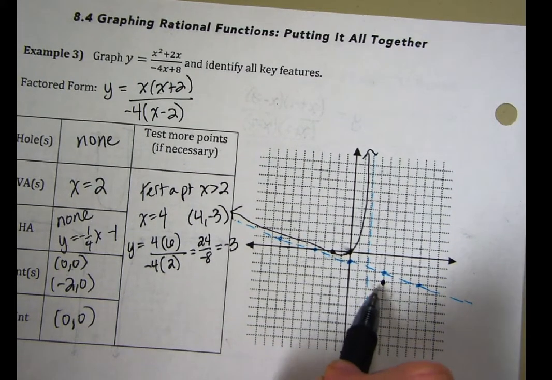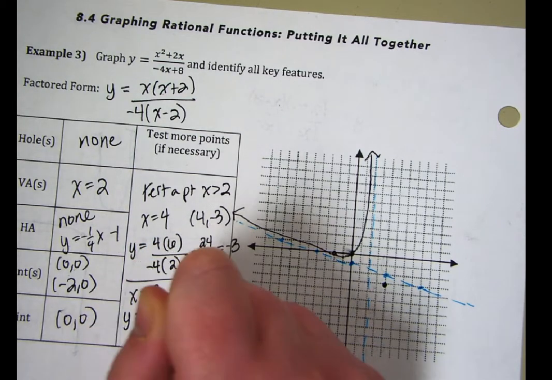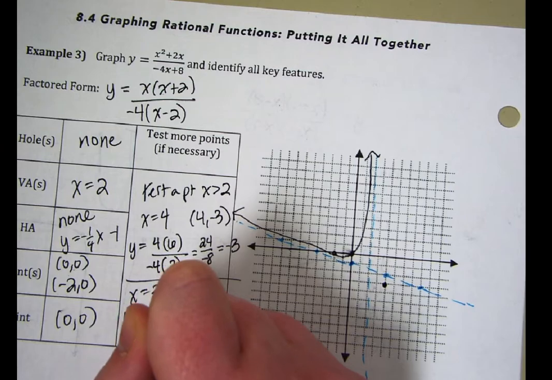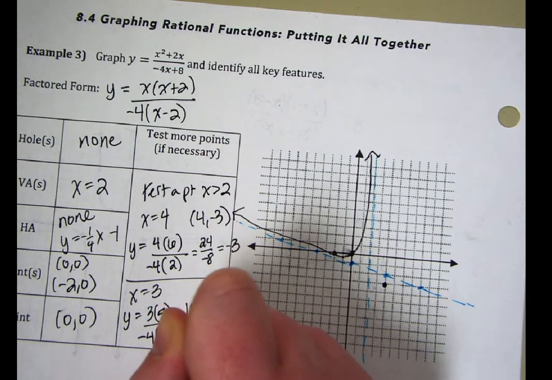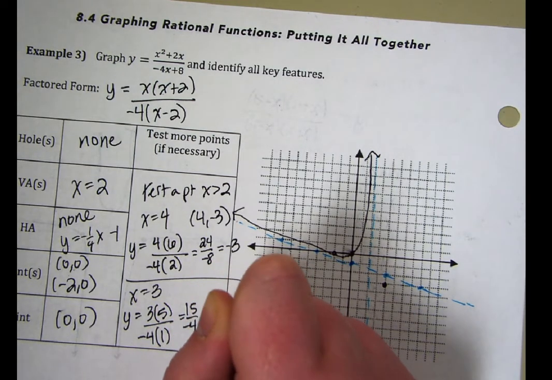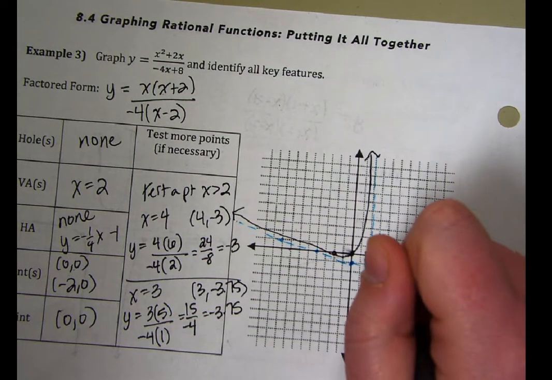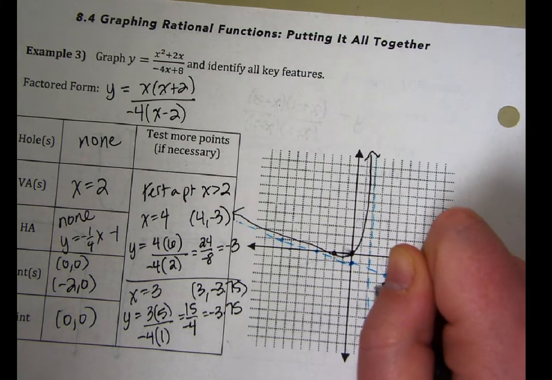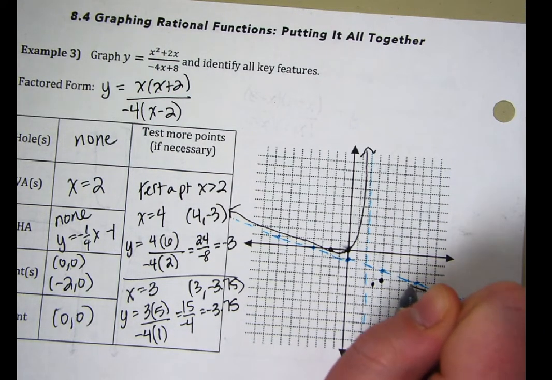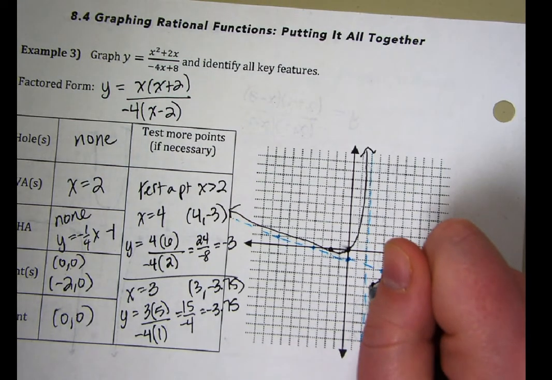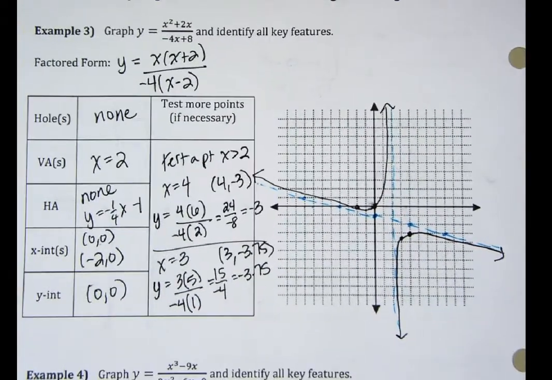And just to kind of double check, maybe let's try x equals 3. So that would be 3 times 3 plus 2 is 5 over negative 4 times 3 minus 2, which is 1. So 15 over negative 4 is negative 3.75. So we have the point 3 comma negative 3.75. So kind of matching up with what we think would happen. So it's coming along this slant or oblique asymptote, passes through those 2 points we found, and then approaches the vertical asymptote. So this will be our graph for example 3.